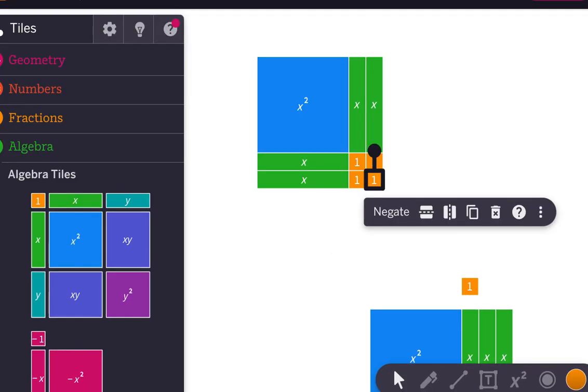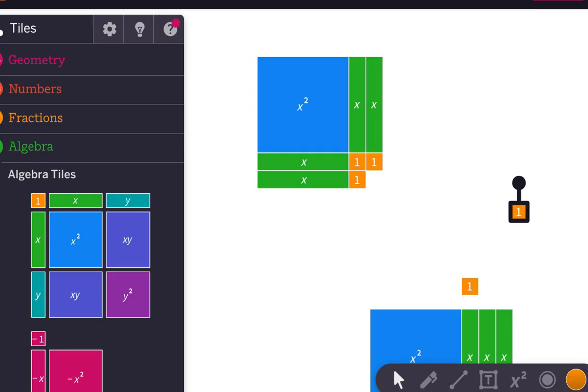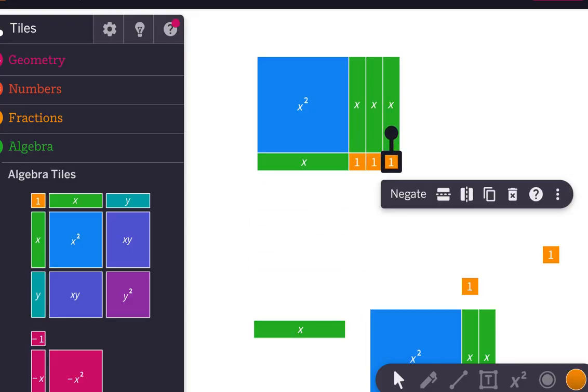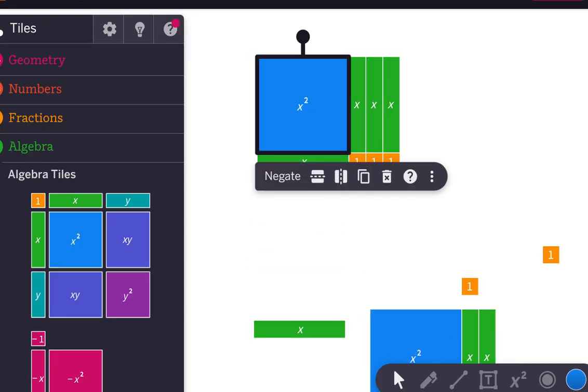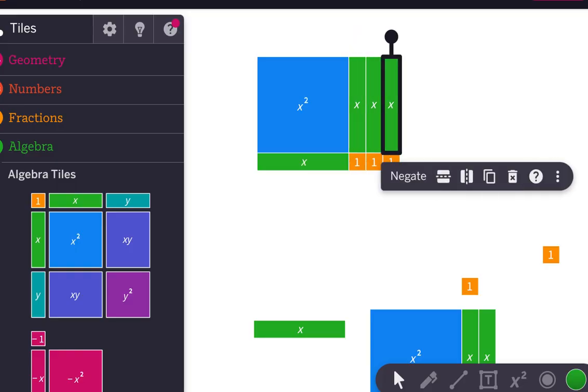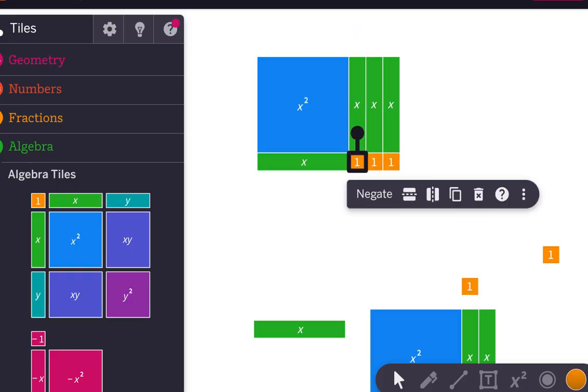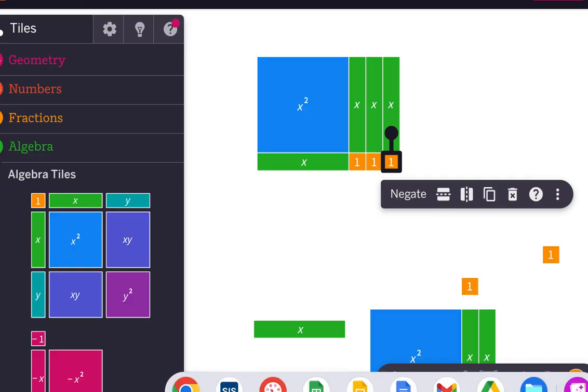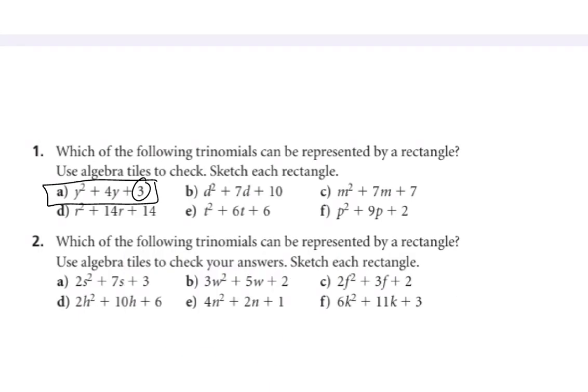So what I'm going to do is I can only have 3 of these. What happens if I move one like this, take away this one, and then put this one here? There we go. I have 1 x squared. I have 1, 2, 3, 4 x's. And I have 1, 2, 3 ones. So I have been able to make a rectangle out of this one, out of A.